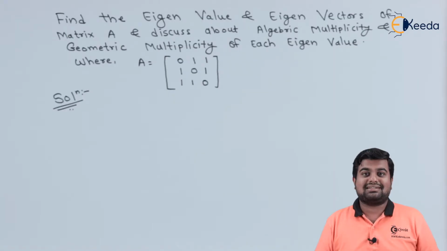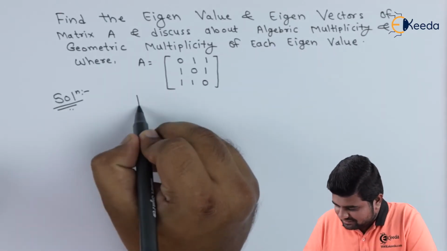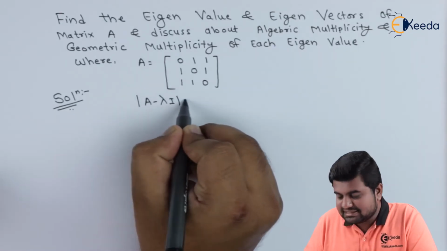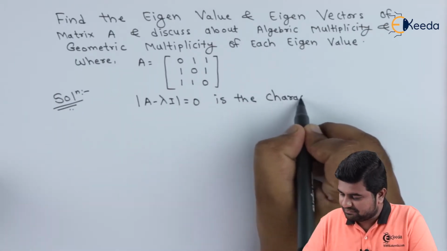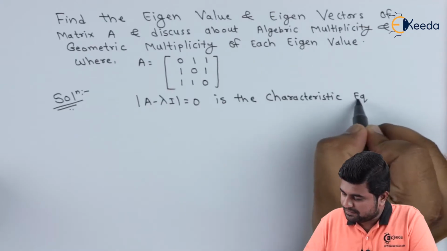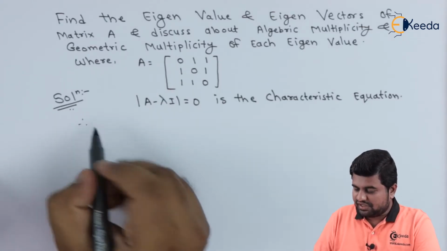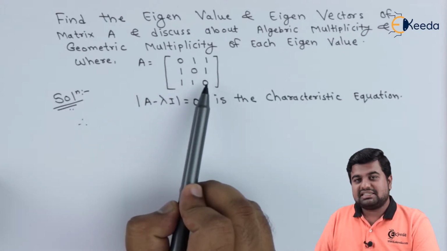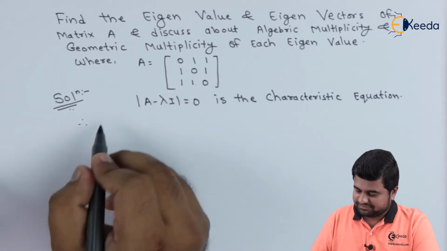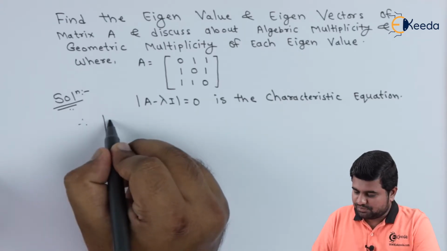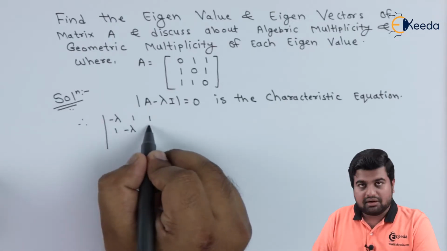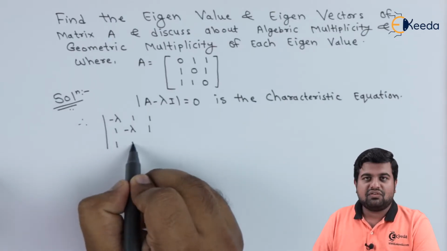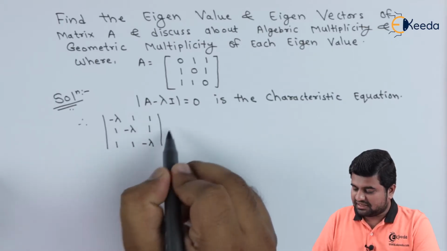Let us start with the characteristic equation, which is mod of A minus lambda I is equal to 0. Therefore, we are going to subtract lambda from each and every diagonal element. So we are going to have 0 minus lambda is minus lambda, 1, 1; 1, 1 minus lambda, 1; and 1, 1, 1 minus lambda is equal to 0.